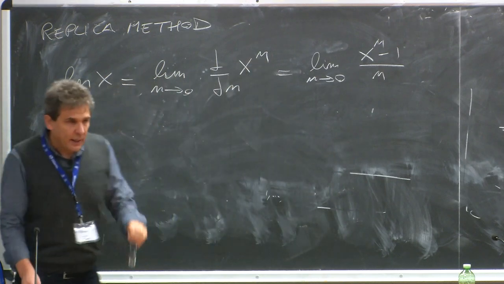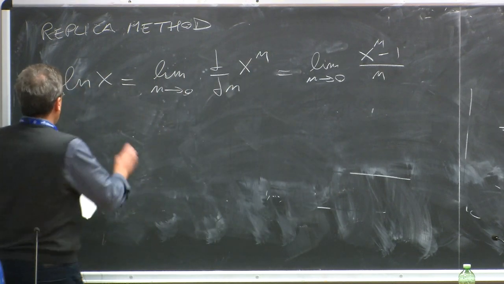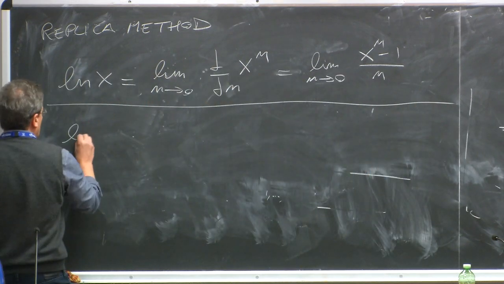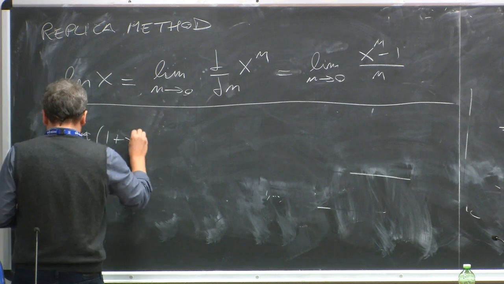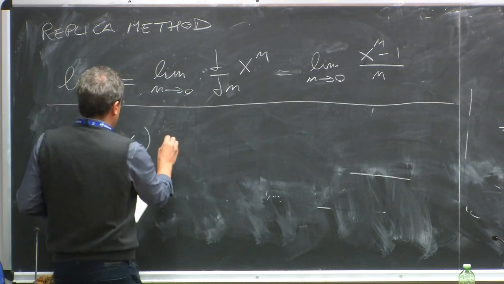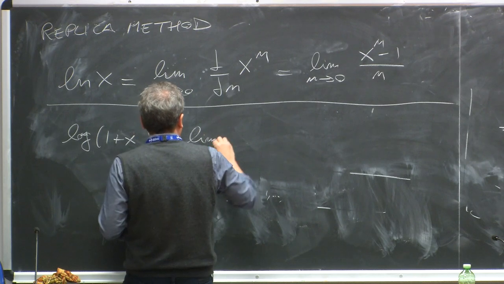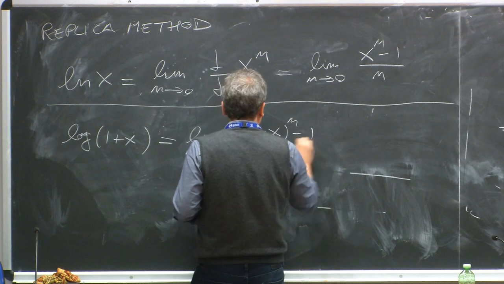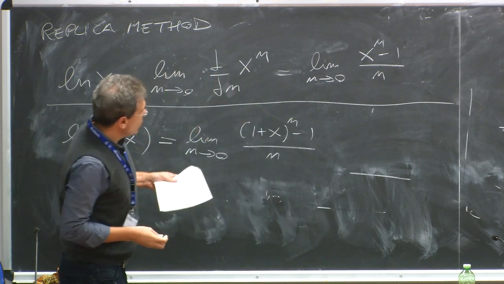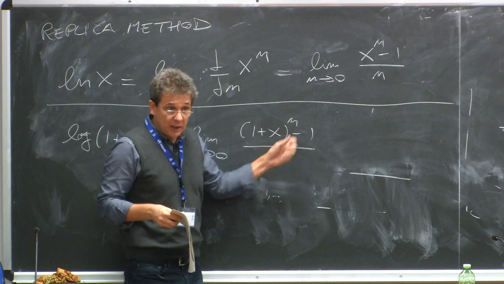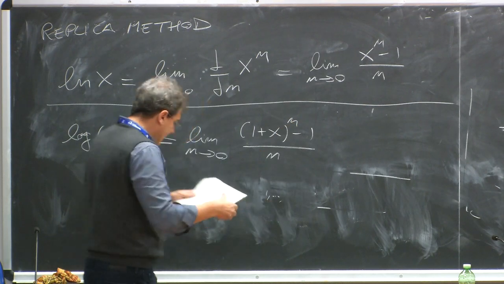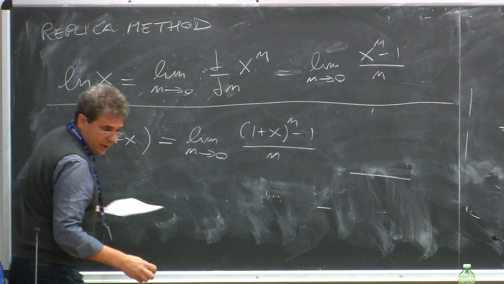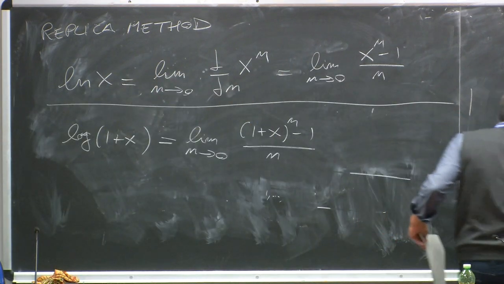So let me give you a silly example. This is just for those who are not familiar. Suppose that you want to compute the log of 1 plus x using that identity, okay? So as the limit n going to 0 of 1 plus x to the n minus 1 divided by n. And now we want to use this trick in which we first compute it for any integer and then we take the analytic continuation, okay? So if we do this, first of all, we can expand.